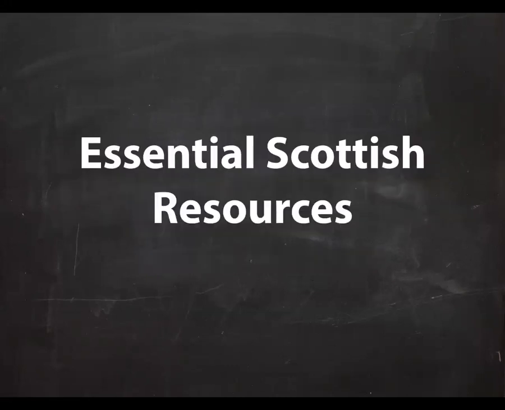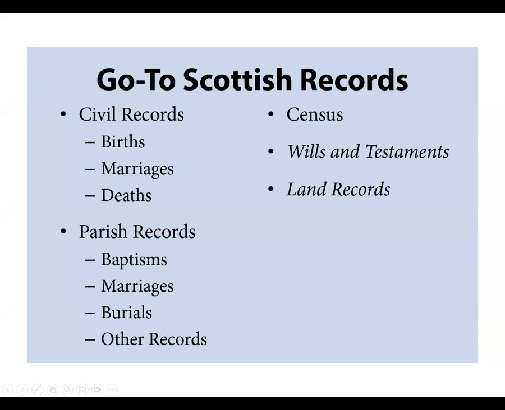Essential Scottish resources. Now, the go-to Scottish records we will talk about are civil records. Of course, that includes birth, marriage, and deaths. We'll talk about parish records, baptisms, marriages, burials, and other records of the parish. We'll talk about census, and those go back to 1841. And of course, there are other records. This is a getting started, but other things that you may wish to look for: wills and testaments, and of course, land records.